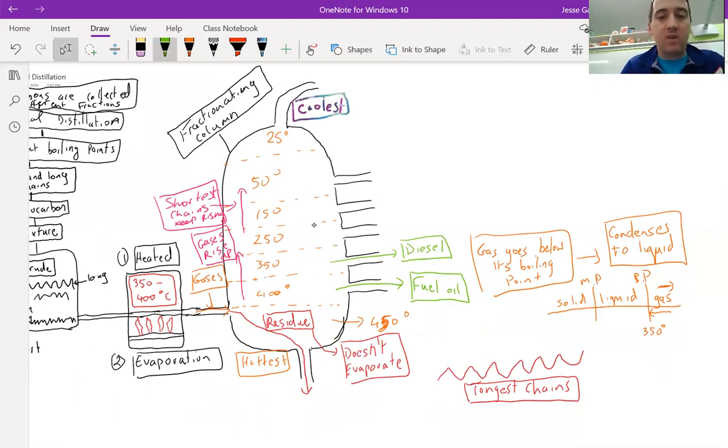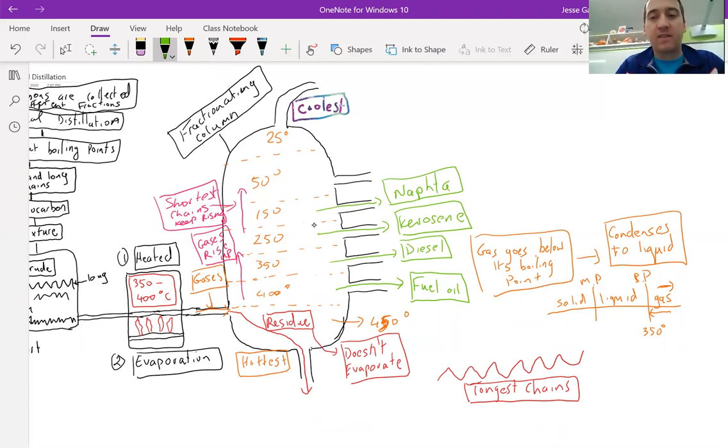So diesel oil is taken off at about 350. The next on the column is going to be kerosene, at a slightly higher temperature. At around the 150 mark, we get substances or a fraction called naphtha. And these are a really important fraction of substances because they are used in making a lot of plastics and chemicals. So even your cosmetics, lipsticks, face powders, all that kind of stuff is made of these chemicals that come off the fractionating column in the naphtha fraction.